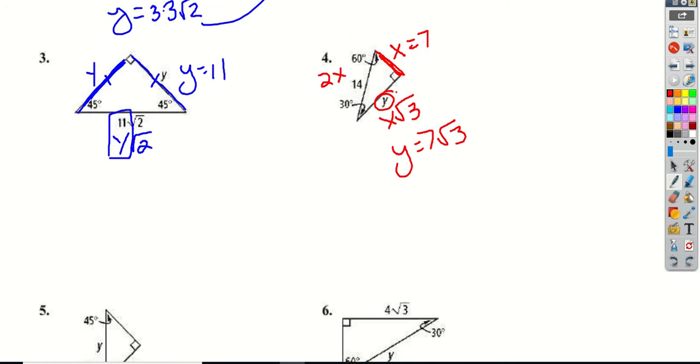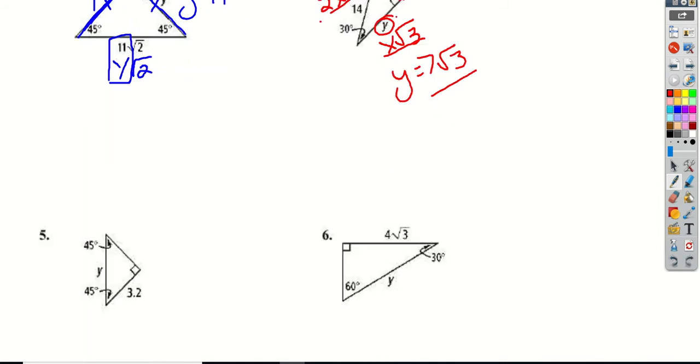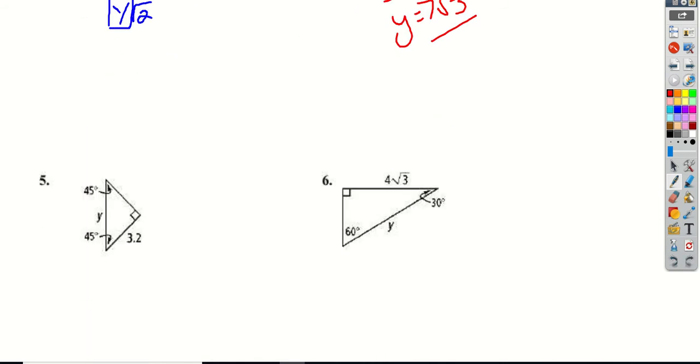Okay, so once again, I labeled what my sides were. I figured out my 30-degree angle side, the side across from the 30, the short leg, and then I was able to state my answer. Okay, and same thing on the next one.